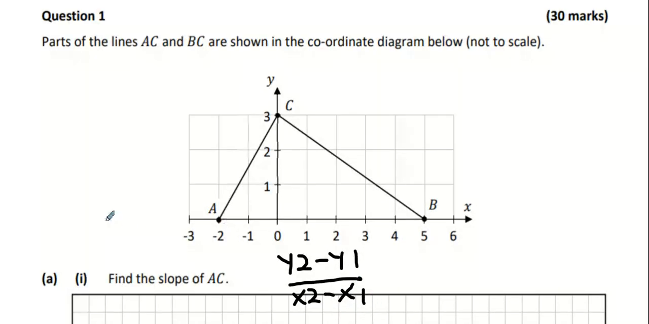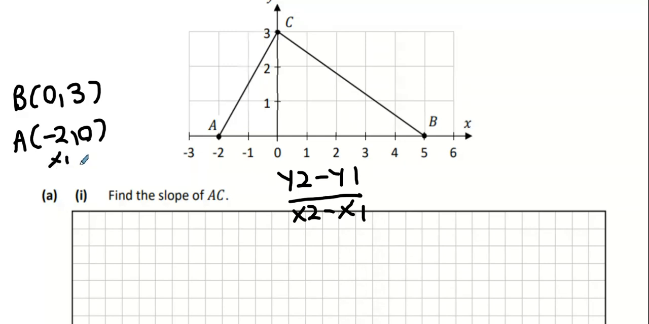Okay. Then I'm going to label A and C. So A is the point minus 2, 0. C is the point 0, 3. Okay. I'm just going to call this x1, y1, x2, and y2. And they were very happy to give you some easy marks. So that's a nice one.